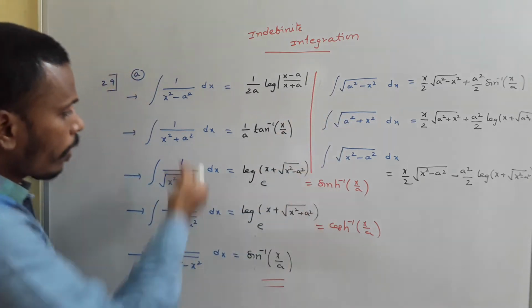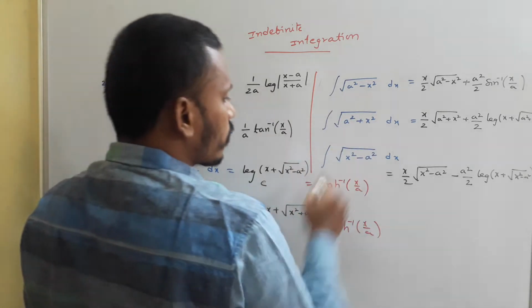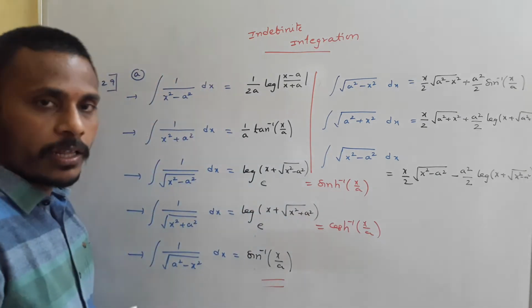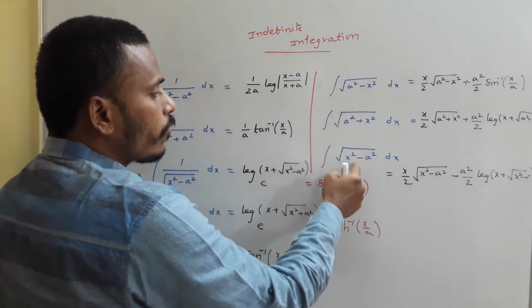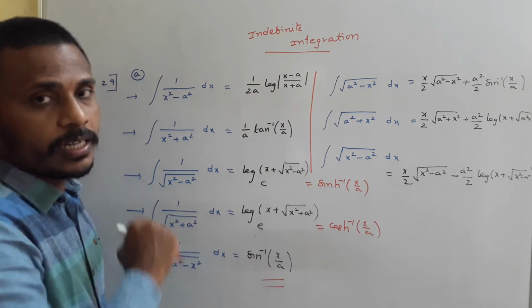After that, simply root of a square minus x square, root of a square plus x square, root of x square minus a square. We derived these three formulas using the trigonometric substitution method as well as integration by parts.